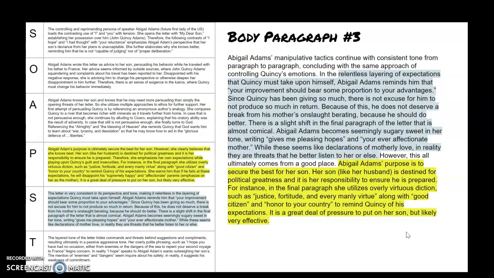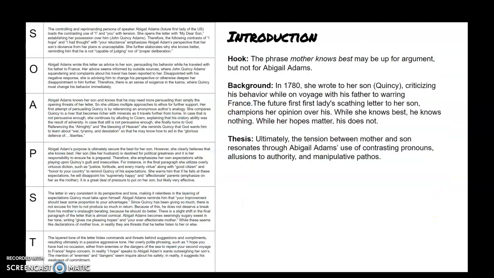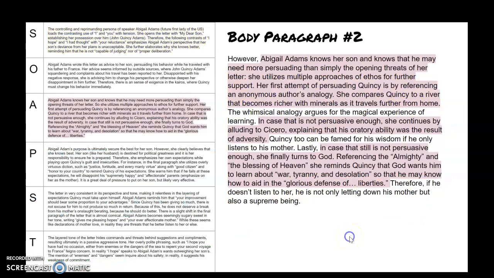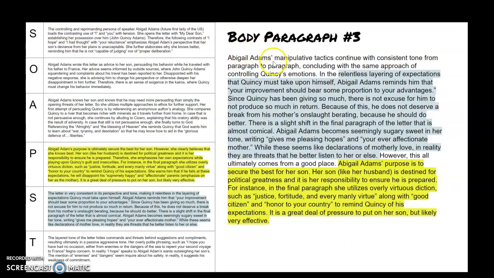And so this is my last body paragraph. Again, remember, going back to my thesis, this is going to be about how she uses manipulative pathos. And so we see here, Abigail Adams' manipulative tactics continue with consistent tone from paragraph to paragraph, concluding with the same approach of controlling Quincy's emotions. So my topic sentence here not only links back to the thesis, but addresses what the essay has proven so far. We should see as you write your essay that each of your topic sentences become more and more complex as you develop your own line of reasoning.